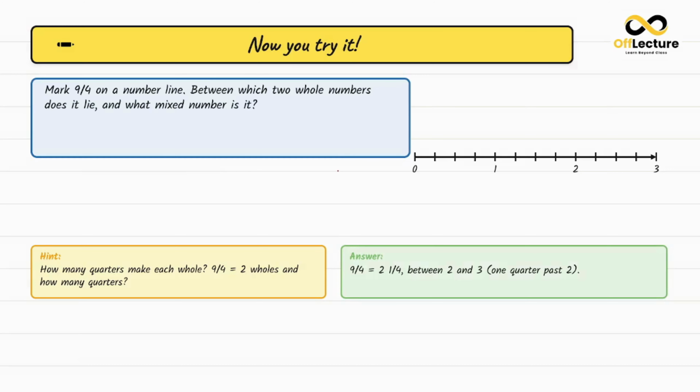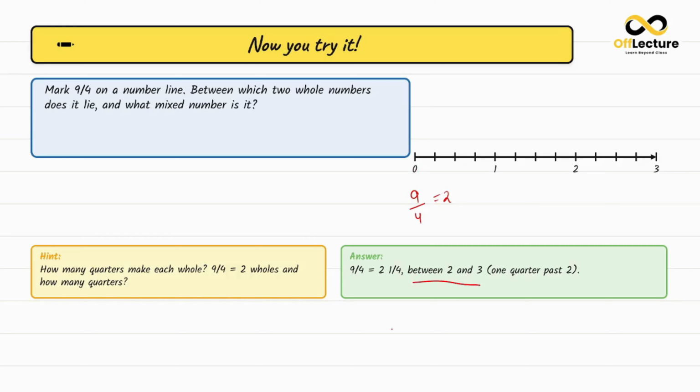Now on the number line, we will mark 9 by 4. Between which two whole numbers does it lie, and what mixed number is it? The answer is that 9 by 4 will lie between 2 and 3.